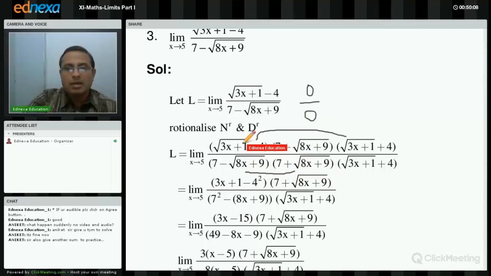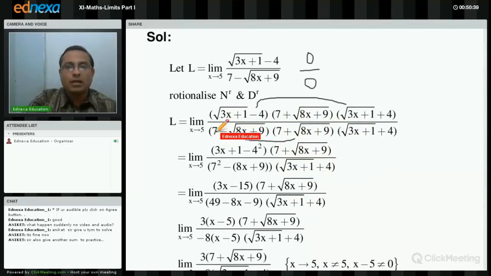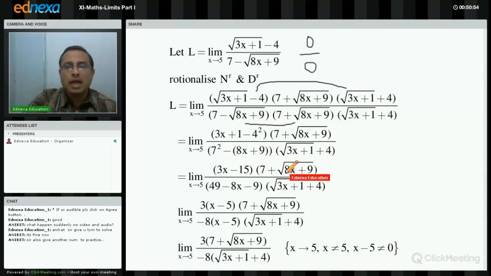Now, this is of which type? First minus second into first plus second. That is a minus b into a plus b. What is that? It is a square minus b square. So it is 3x plus 1 minus b square, that is 4 square. Remember, 7 plus root of 8x plus 9 as it is. What about the denominator? Again a minus b into a plus b, which is a square, that is 7 square, minus, in bracket, 8x plus 9. Why put this in bracket again? Because there is a negative sign before that. This term as it is.